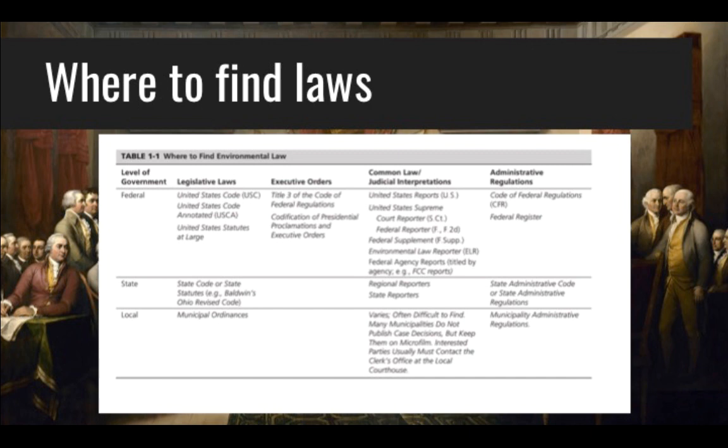The Federal Register is the official journal of the federal government of the United States that contains government agency rules, proposed rules, and public notices. It is published daily except on federal holidays.